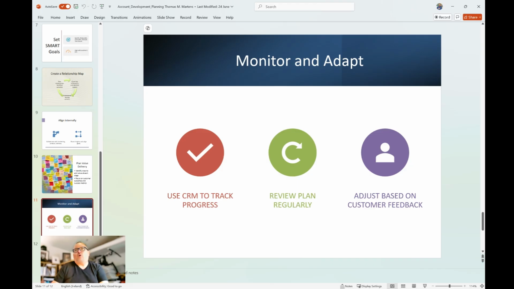Adjust based on customer feedback. It is very important to ask the customer for feedback. How are we doing? Are you still happy with us? Is everything going smoothly? Would you like a little bit of change, improvements? So it is very important to get this message out to the customer, to get feedback, and to take it seriously.